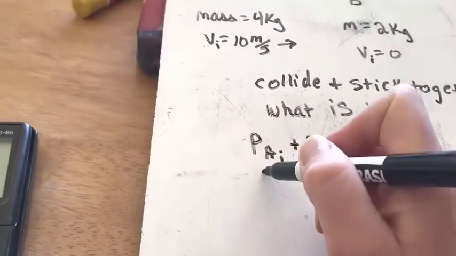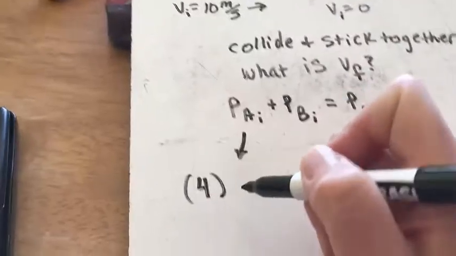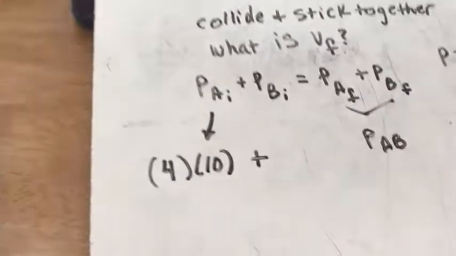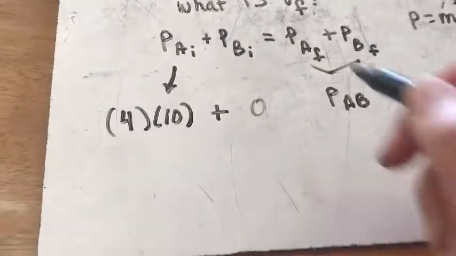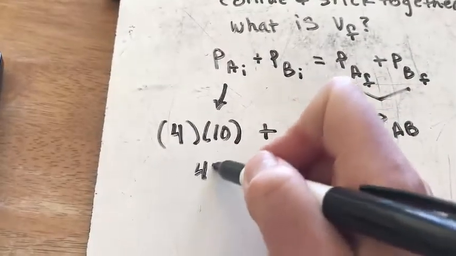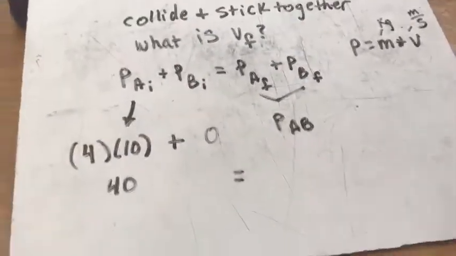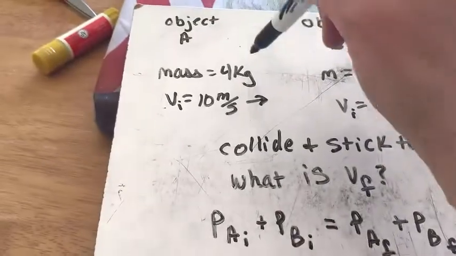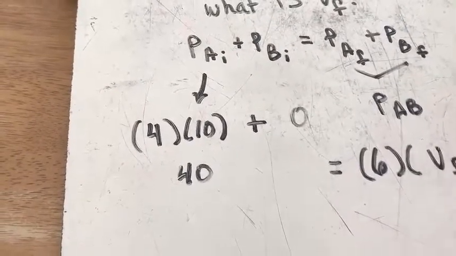Okay, so let's solve this problem out here. The initial momentum of object A is going to be its mass, which is 4, times its velocity, which is 10. The initial momentum of object B is 0, because it's not moving, right? So 4 times 10 is 40. So 40 plus 0 is going to be equal to the final momentum of our system. The final momentum will be the total mass, so we add our two masses together, 6 kilograms, times our final velocity.